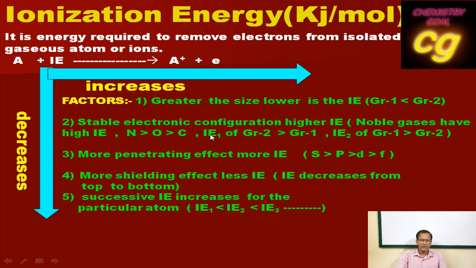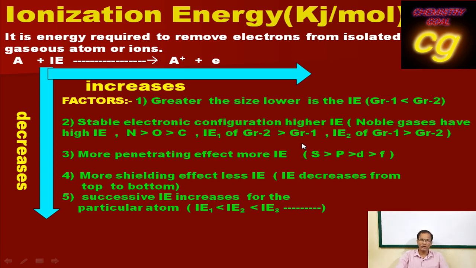Then the ionization energy of group 2 is greater than group 1. That is, the first ionization energy of group 2 is greater than group 1 because group 2 has ns2 configuration. Already we have discussed, group 2 has ns2 configuration. That means s carries 2 electrons, which is stable. That's why removing the electron from s2 requires more energy. That's why the first ionization energy of group 2 is greater than group 1.